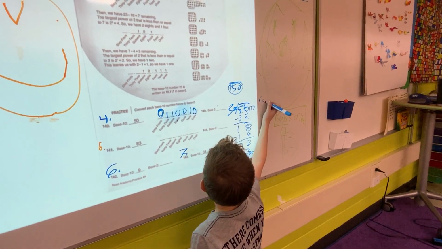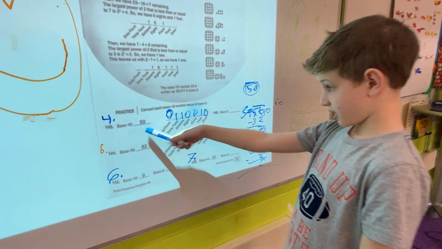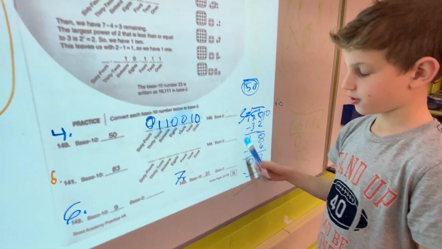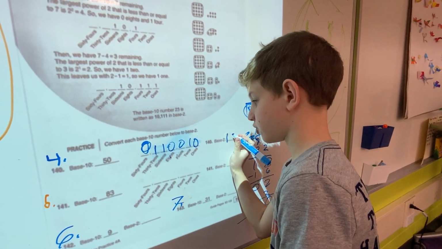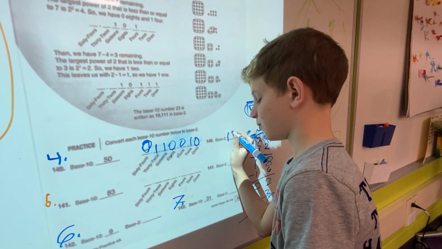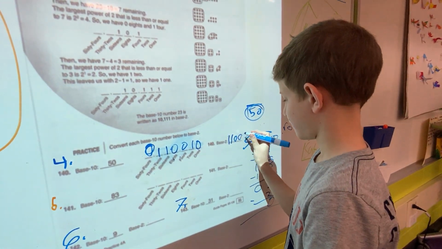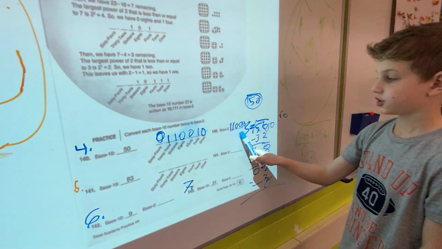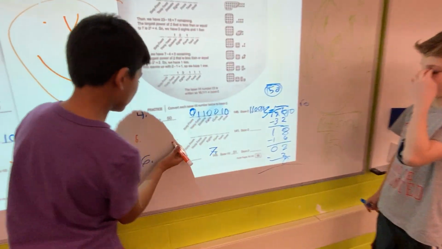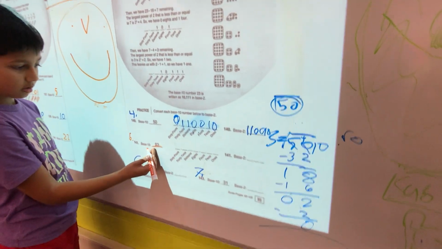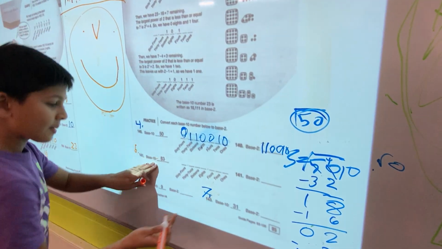So 50 in base 10 converted into base 2 is 110010. So now we are going to be converting 83 from base 10 into something in base 2.